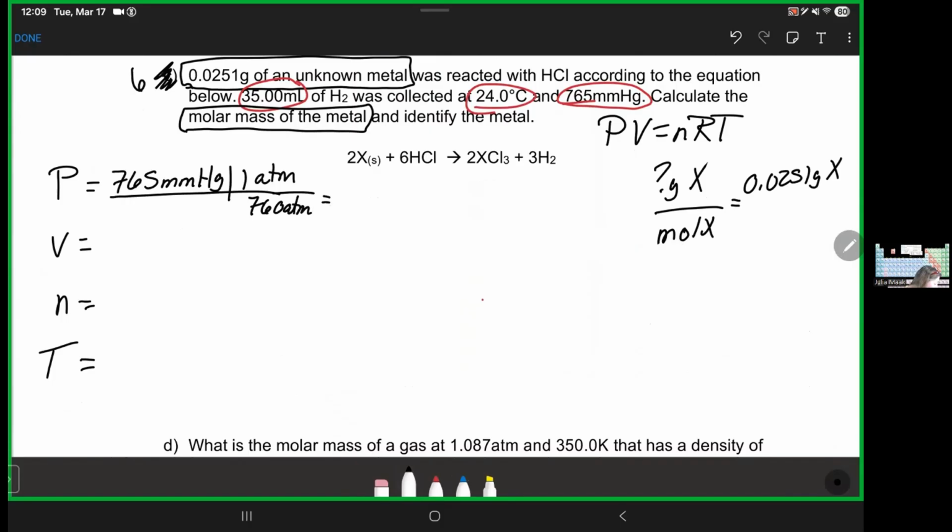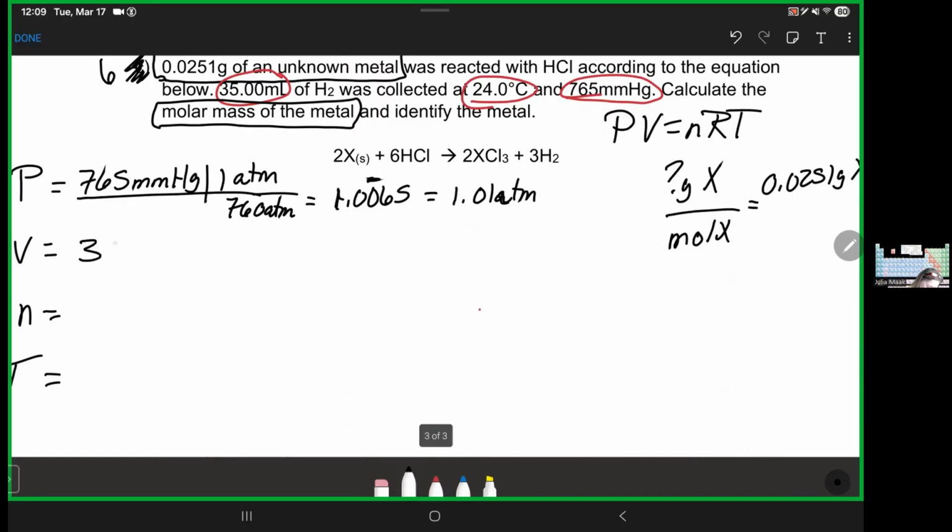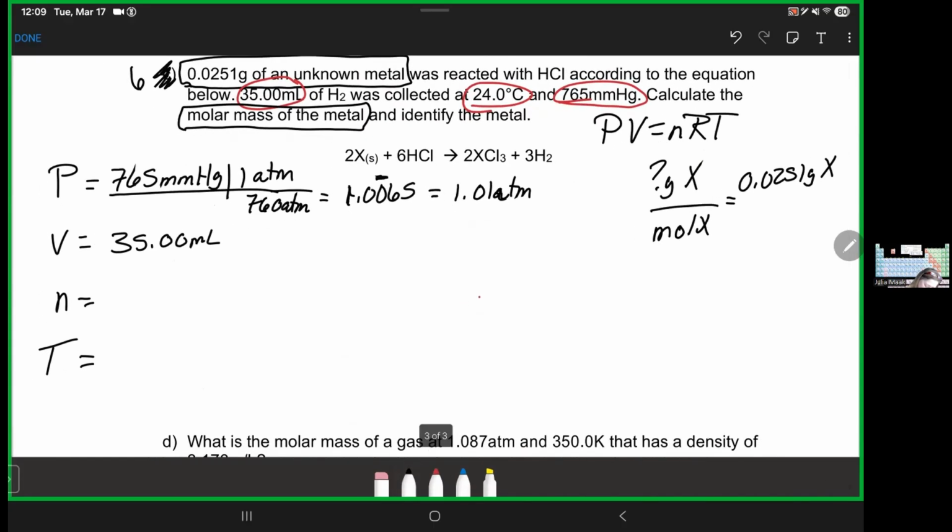And when I get that, I get 1.0065. You could leave it like that. I rounded it to 1.01 ATM. But if you leave it like that, make sure you mark that that's a 3 sig fig number. My volume was 35.00 mL, but I have to be in liters. So I'm going to convert that right there.